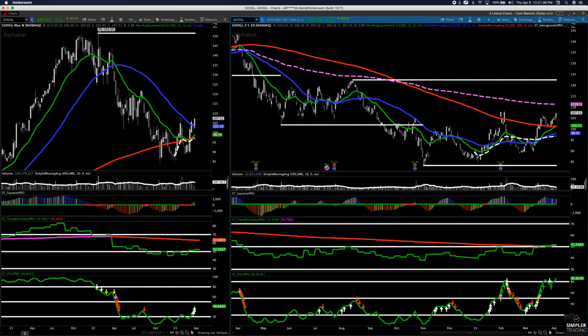So the first thing is always start at the top of the chart. Ask yourself, what is price doing? Are the moving averages going sideways? Are they trending? And then from there, you can fall back and use your indicators.